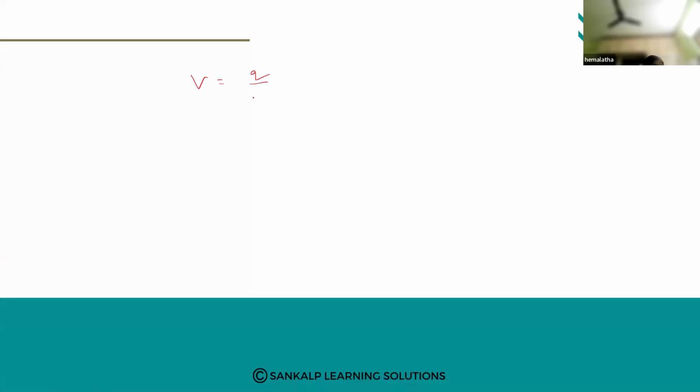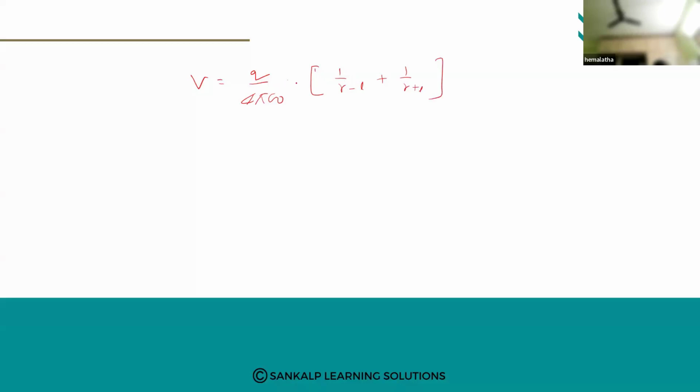V is equal to Q divided by 4 pi epsilon naught into, Q is common, 1 by r minus L minus 1 by r plus L. So this is the answer, where 2L is there.